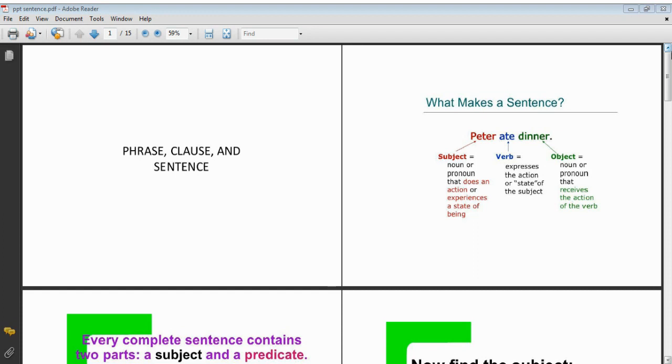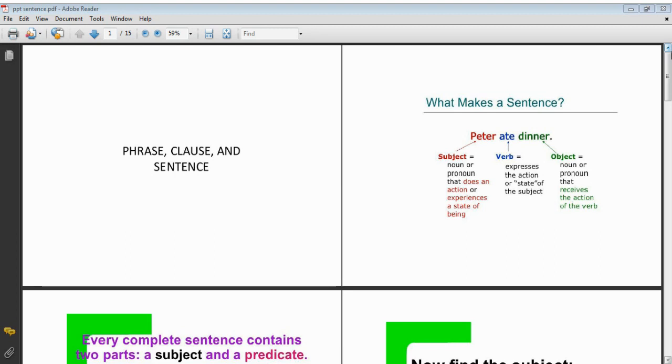A very, very important topic because until and unless we know the difference of the phrase, clause, and sentence, we would not be able to identify the kinds of phrases, the kinds of clauses, or the kinds of sentences. So this topic is very important. This is the basic concept which you must have before we move further to learn other concepts.